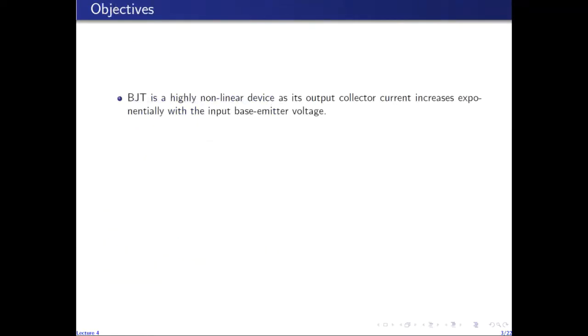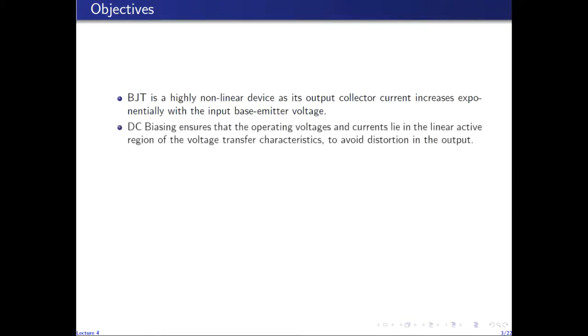So as we all know by now, BJT is a highly nonlinear device because its output collector current has an exponential dependence on the input base emitter voltage. To ensure that the BJT amplifier operates in the linear active region of the voltage transfer characteristics, appropriate DC voltages must be applied at its input. So the circuits which generate and apply these DC voltages to ensure linear operation of the resulting amplifier are called DC biasing circuits or DC biasing schemes or DC biasing networks.